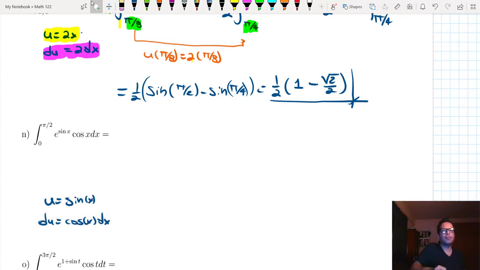So, if you notice this is going to work. It has the u and du, so u will take the place of sine, and du will take the place of cosine. Okay, now when we change the integral in terms of u, we need to also change the limits.